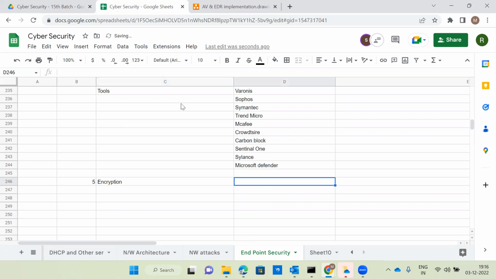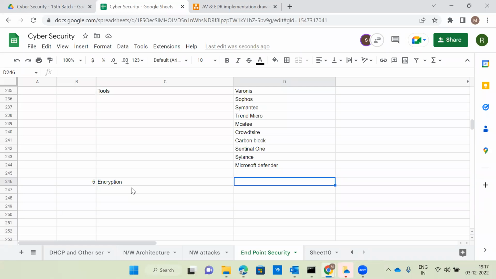So encryption, this is disk encryption. There are two different types of encryption mechanisms we have. One is data at rest encryption. The second one is data in transit encryption. We are not discussing data in transit. Data in transit is a part of cryptography technologies. It's a part of application security.